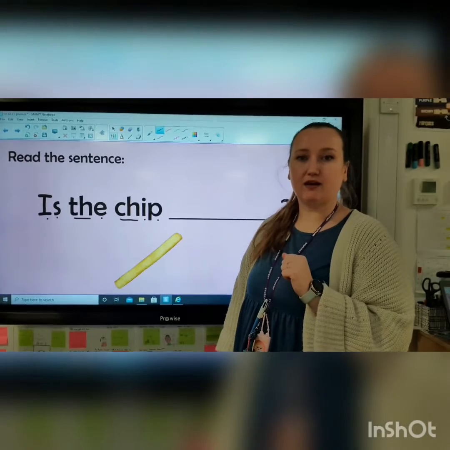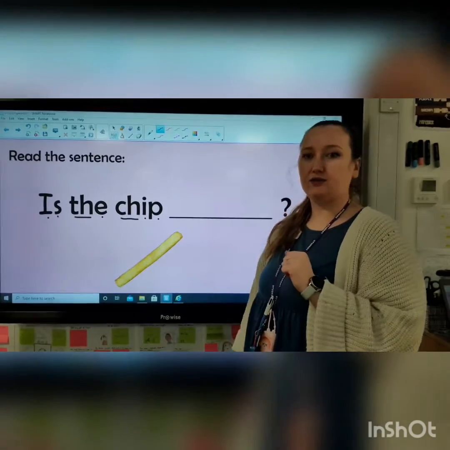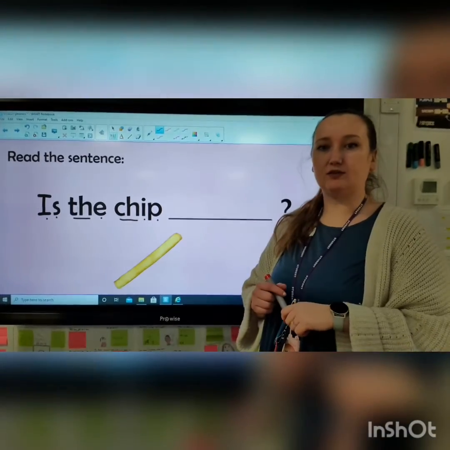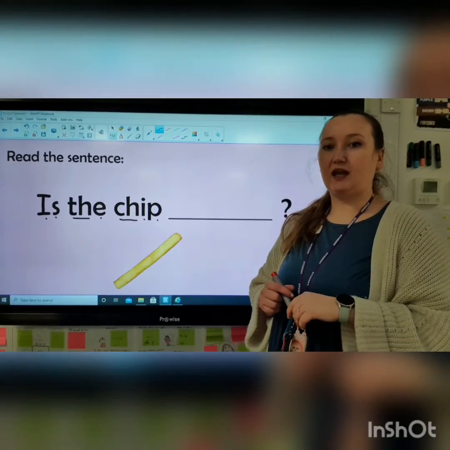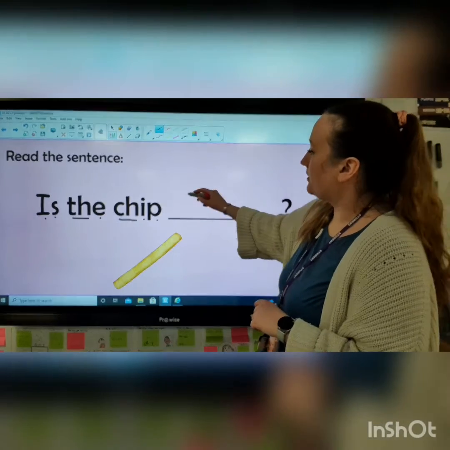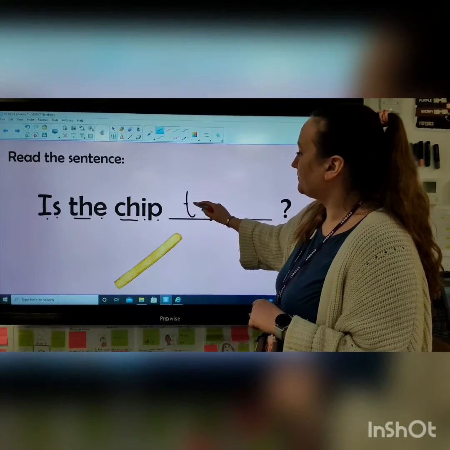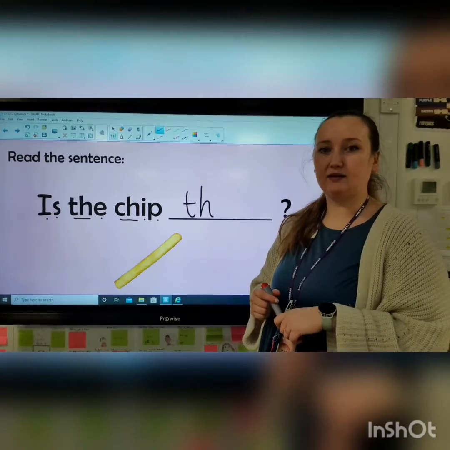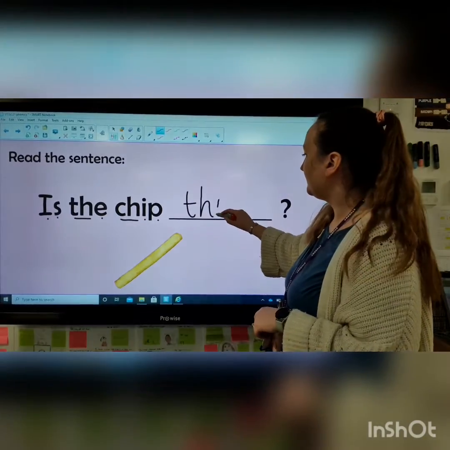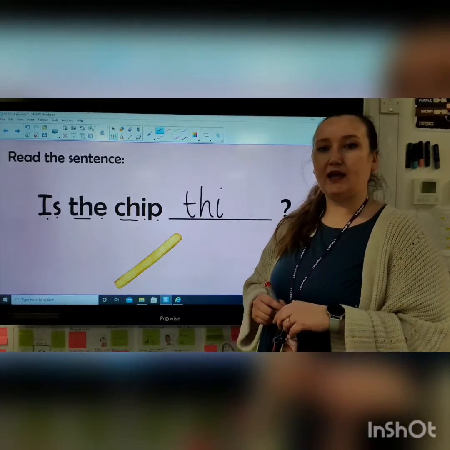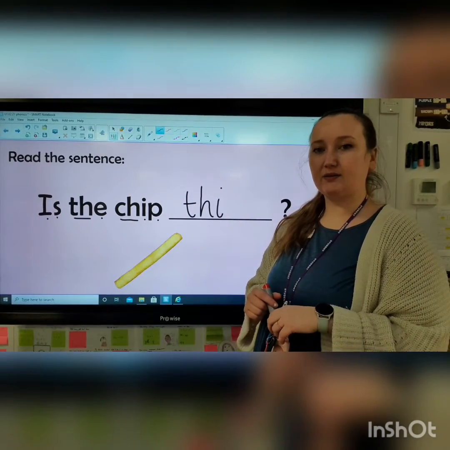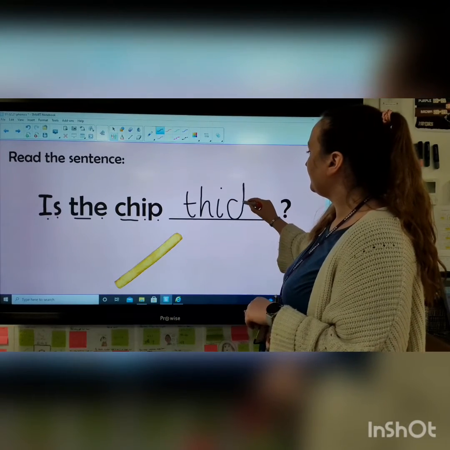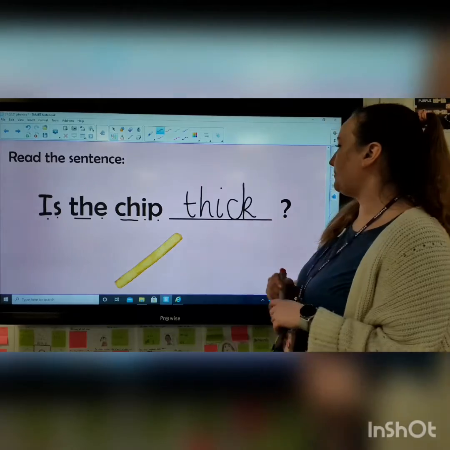I think we need to write the word thick. Do you think? Is the chip thick? So thick, we need to segment that word again. Thick. So we need our th, first of all. Thick. What other phonemes can you hear? I. Thick. And finally, what's that last phoneme? K. Okay. Thick.